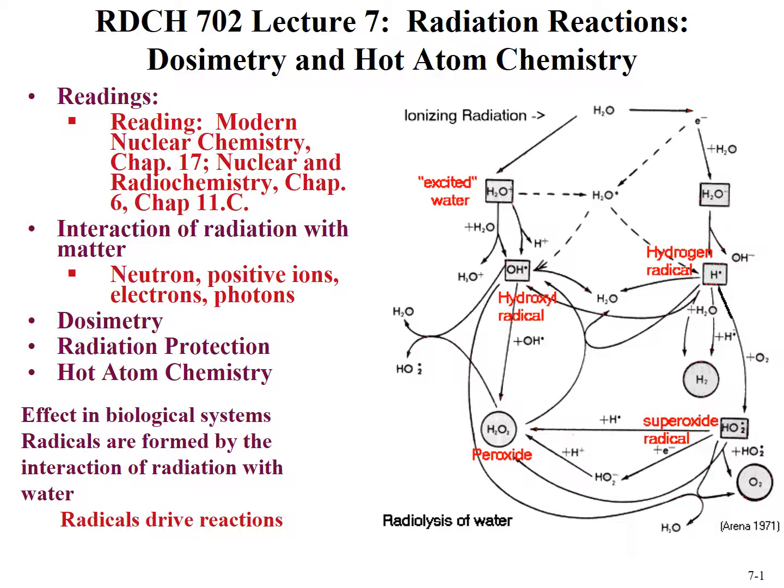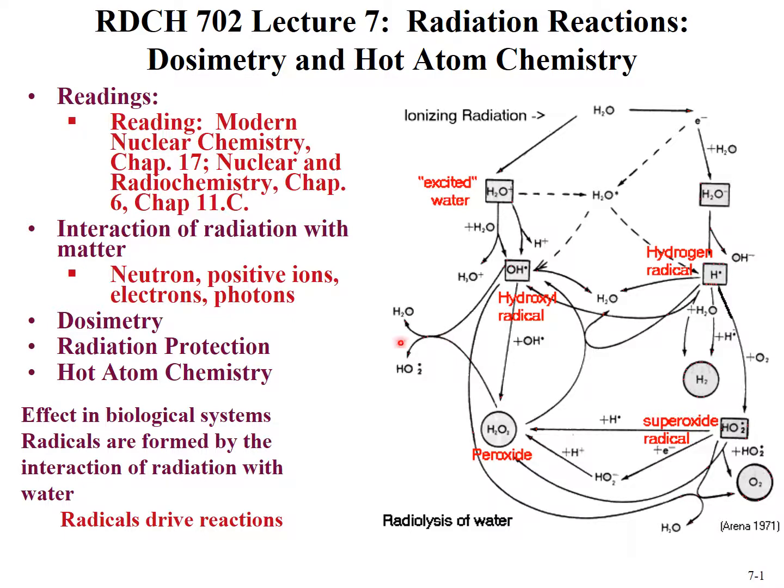Welcome to the 7th lecture for Radiochemistry 702. This lecture is on radiation reactions. We're going to talk about interactions of radiation with solutions, a little bit about dosimetry, and interactions of radiation with matter. We'll relate this to radiation protection, particularly how we calculate radiation safety levels in the laboratory, and then we'll end this lecture with hot atom chemistry.